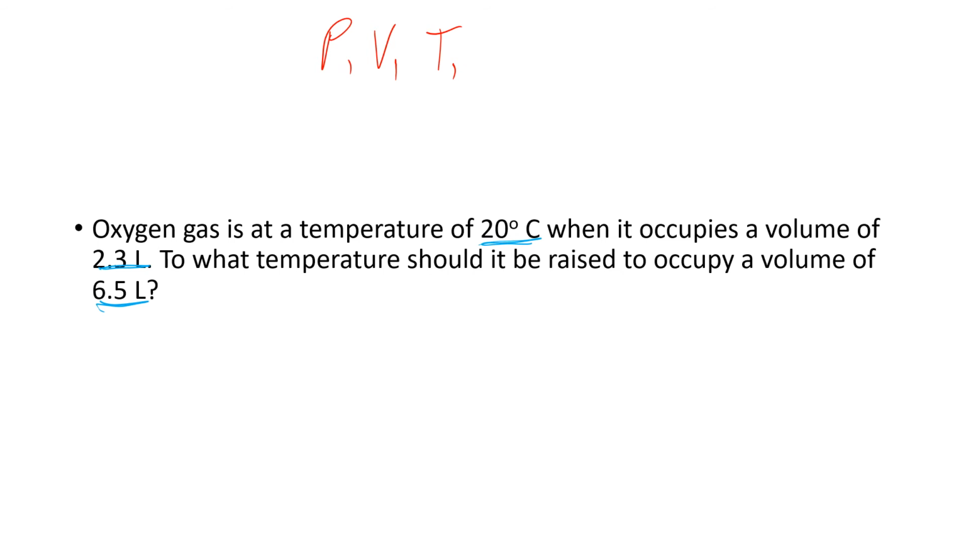So let's figure that out. Our P1, is there any pressure in it? There is no pressure mentioned. It does have a temperature. So our T1, we'll call it 20 degrees, and that has to be in Kelvin. So that becomes 293 Kelvin. We added 273 to that. Volume of 2.3 liters. So this is 2.3 liters.